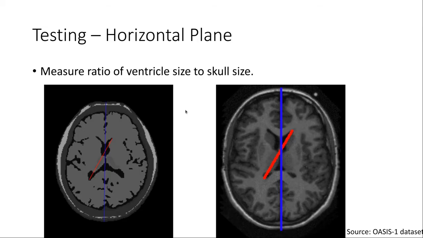I evaluated the accuracy of the algorithm with the real MRI scan. I use the OASIS1 dataset as my testing data. The evaluation method that I created is to measure the ratios of the center ventricle size to the size of the whole skull. I calculate the distance between the points as shown in the diagram using a screen ruler and then measure the ratio of each stage.